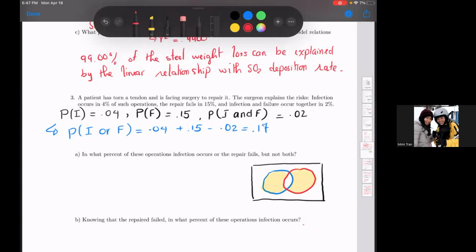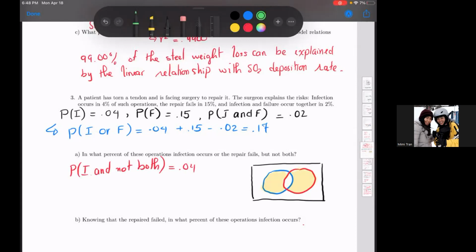You do, right? Infection, which is the whole blue circle, is 4%. The whole red circle is 15%. So I want the blue circle. Let's do one step at a time. So P of infection and not both. What is the area of P of infection but not both? It will be 0.04 minus what? What is that little red?